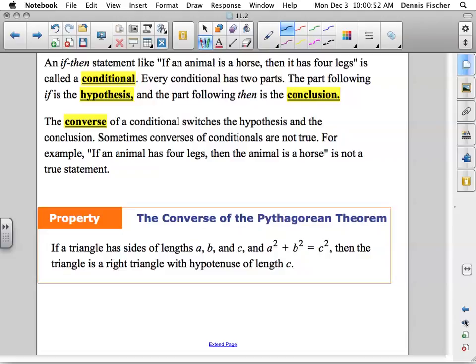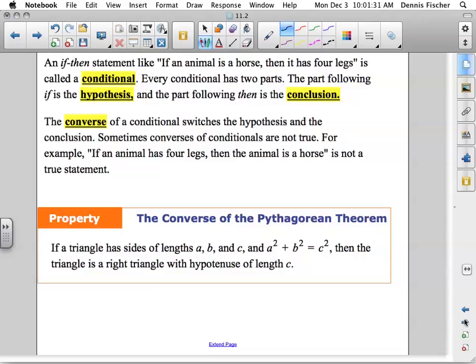Now the converse of a conditional statement switches the hypothesis and the conclusion. Now think of what our problem was just a second ago. It said, if I had a right triangle, then a squared plus b squared equals c squared, right? Now if I switch that around for the converse, it would be, if I have a triangle such that a squared plus b squared equals c squared, then I have a right triangle. So in other words, if it works in the Pythagorean theorem, then I have a right triangle. And that's true.